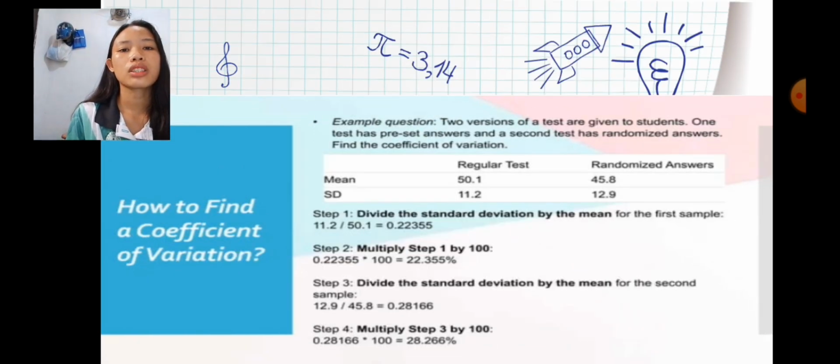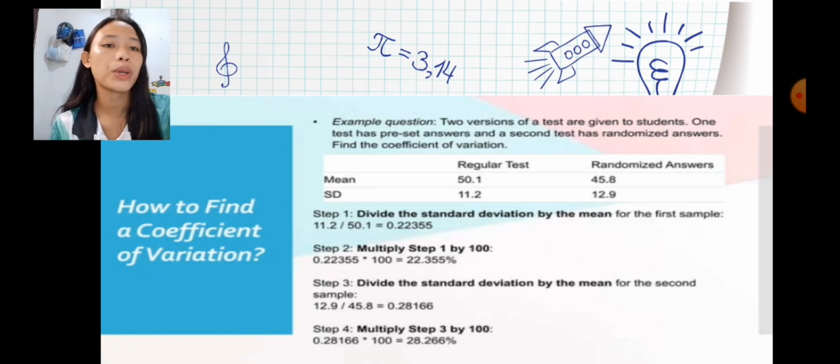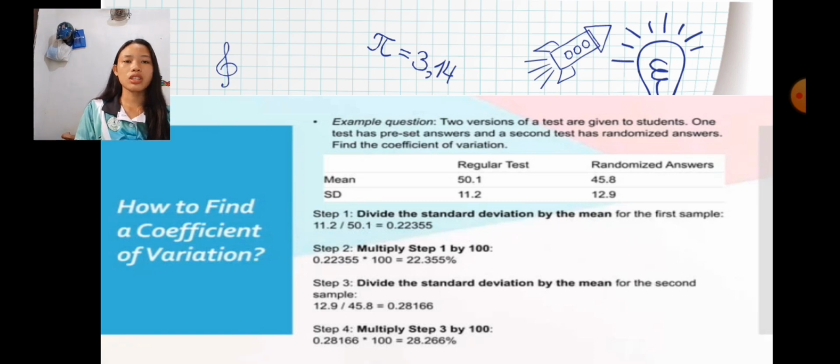So let's proceed to the coefficient of variation. How to find a coefficient of variation? We have here an example. Example question: two versions of a test are given to students. One test has preset answers, while the second test has randomized answers. So we have here the regular test and the randomized test.